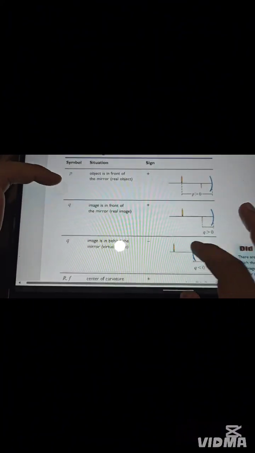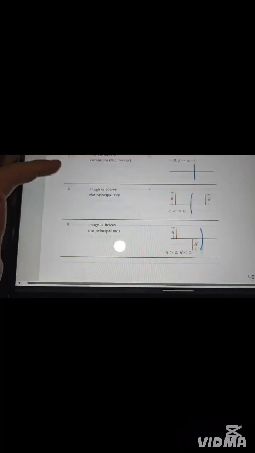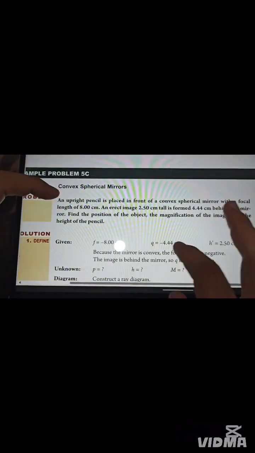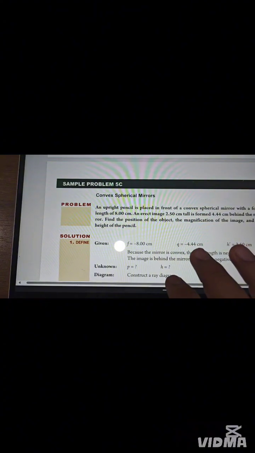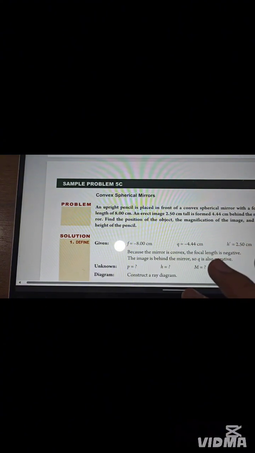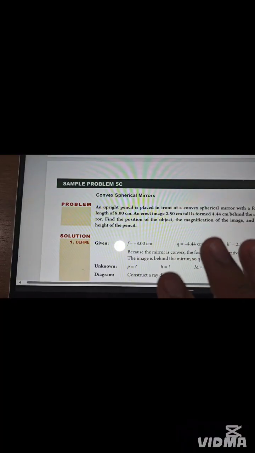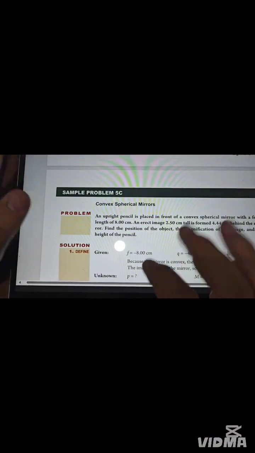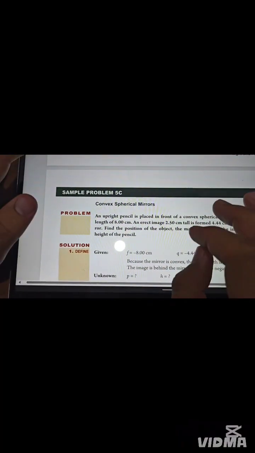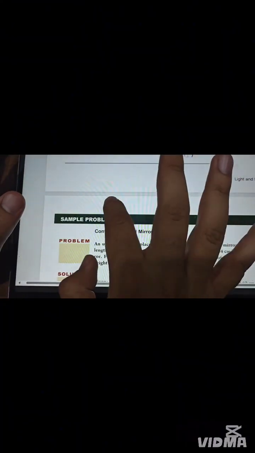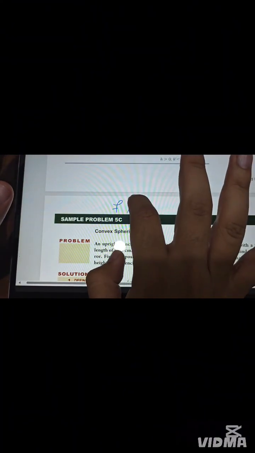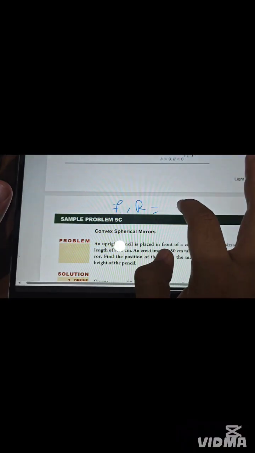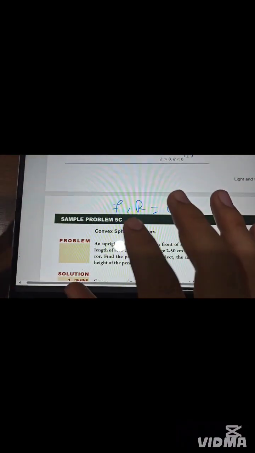Good. So let me solve an example now. But students, let me tell you one thing. In a convex spherical mirror, every time, the focal length and r, the radius of curvature, are negative. In what? In a convex spherical mirror.